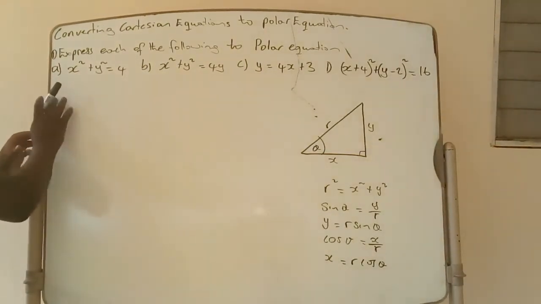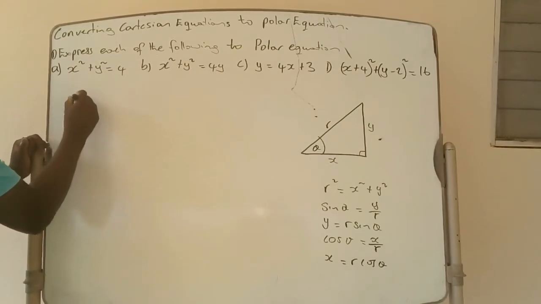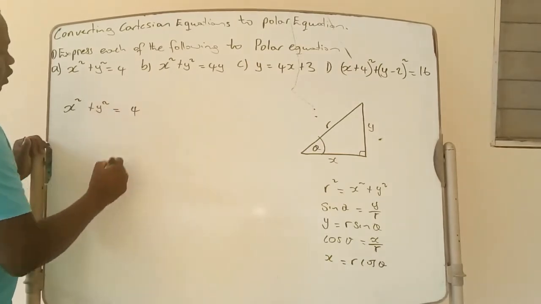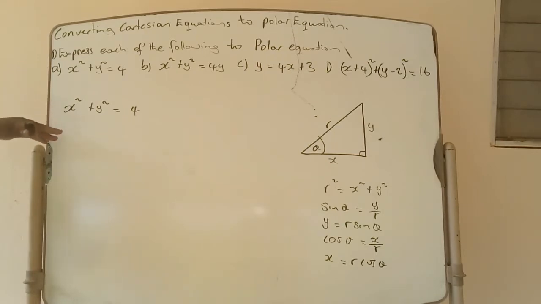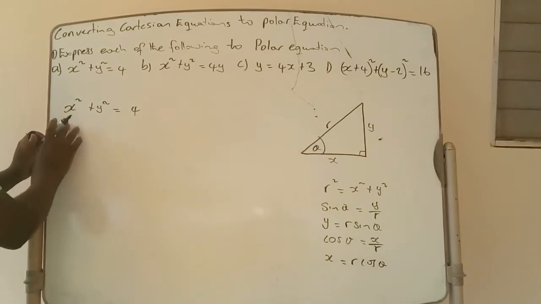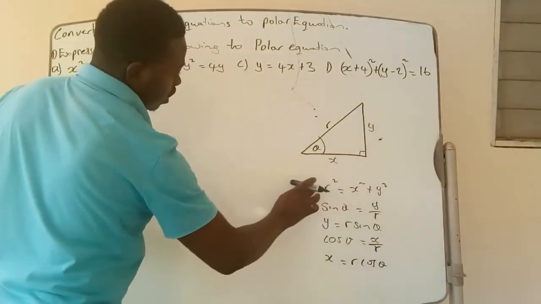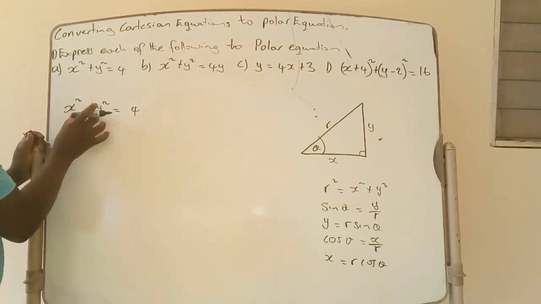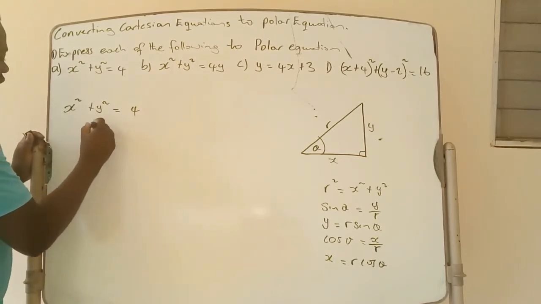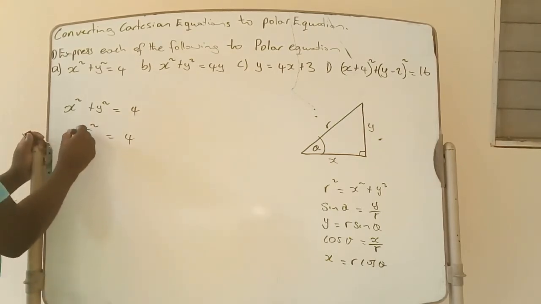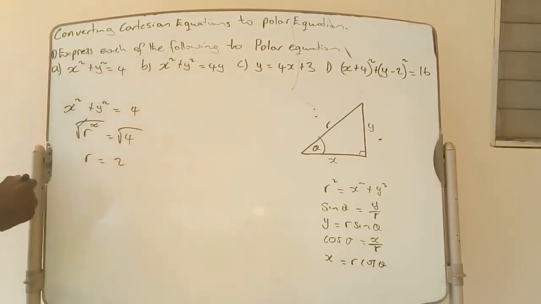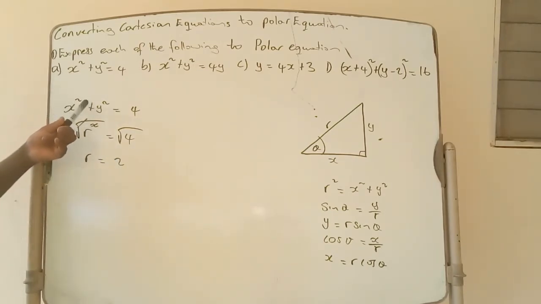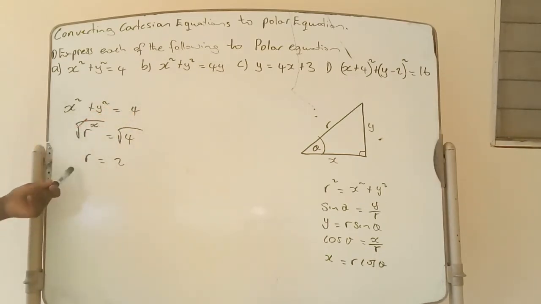The first example is A, and they give us the equation x squared plus y squared is equal to 4. They want us to convert this equation to a polar equation. We know x squared plus y squared is just r squared, so we eliminate x and y by replacing x squared plus y squared with r squared. So r squared equals 4. If we take the square root of both sides, the square root cancels the square, so r is equal to 2. That is how you convert a Cartesian equation to a polar equation. So x squared plus y squared equal 4 in polar form is just r equal 2.